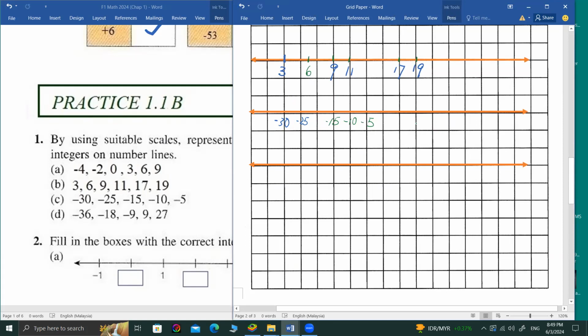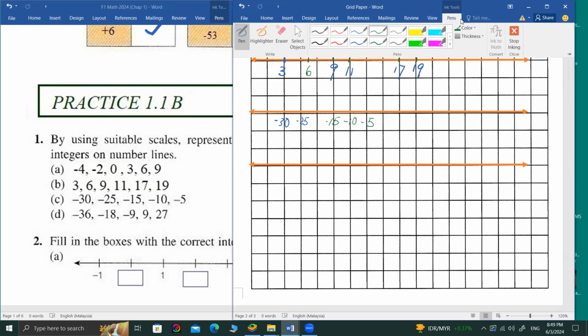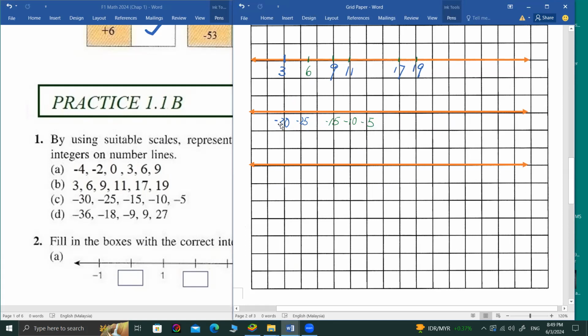Class, have a look at this one for a while, please. You look at this. You see, if I go alternate 5, it's quite short only, right? So you no need to draw so long. Cannot. You can adjust your line to make it shorter. Look nice. Okay, you can erase, then put the arrow. Got it? Yeah? Okay, keep on.